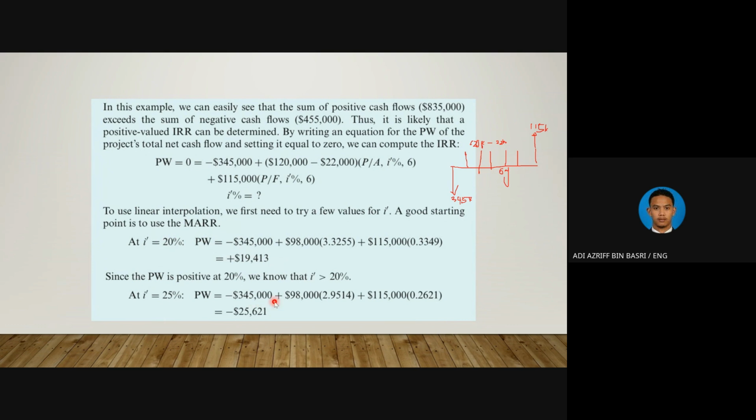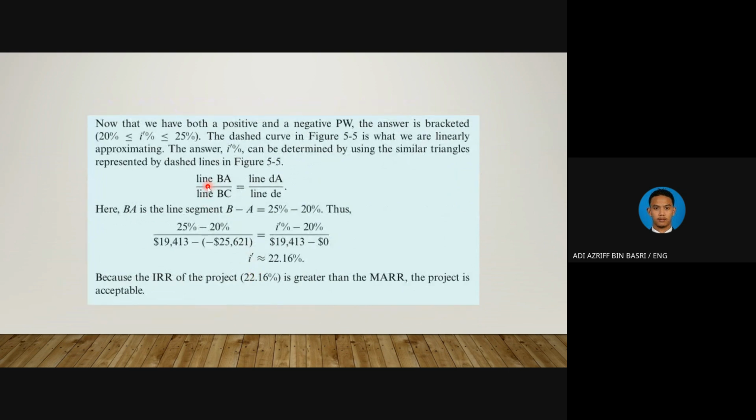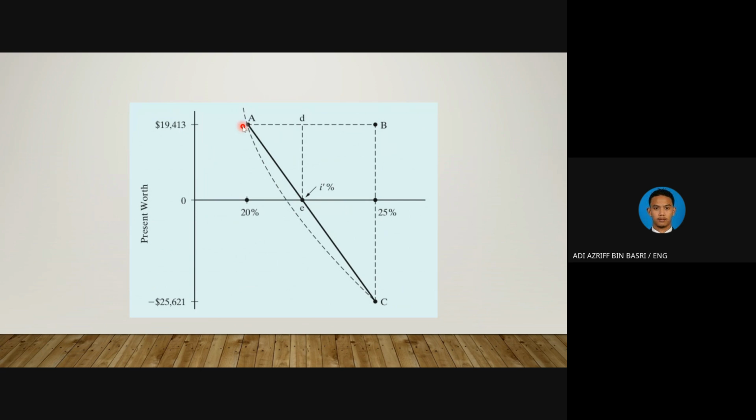When we put 25%, what we get is a negative value of $25. So it means that the value is between both of these. Okay, so what you need to do is interpolation. From the graph, we have a value of 19,000 at the positive of 20%, and negative 25,000 at 25%. So we want to get the I value in between. So you need to do the interpolation.